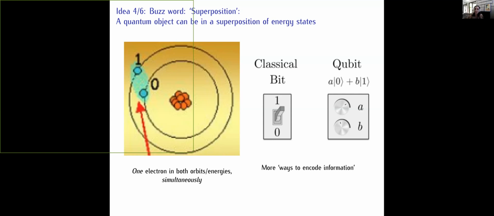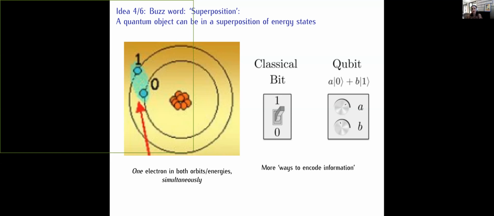A property of quantum objects called superposition, which means that a quantum object can be in a superposition of energy states. Okay? Exploring the picture that we were talking about before, about electrons orbiting an atom in different tracks, superposition says that a single electron can be, for instance, orbiting 2 different tracks at the same time.